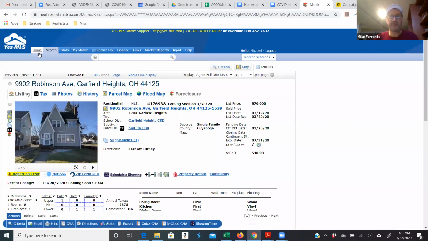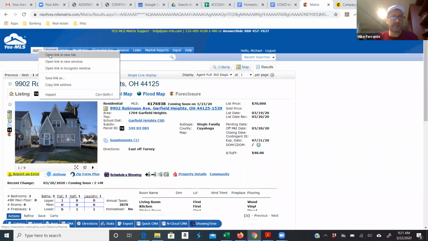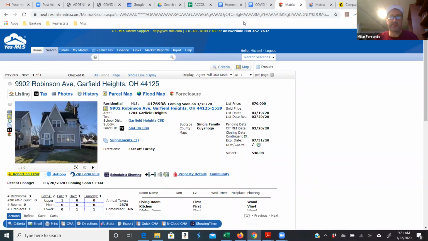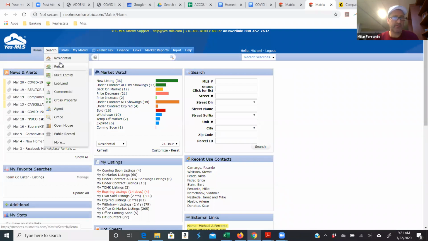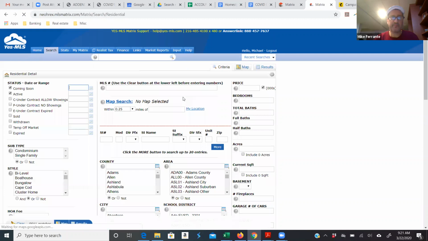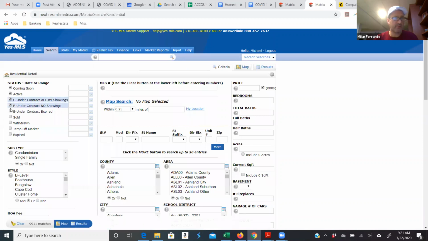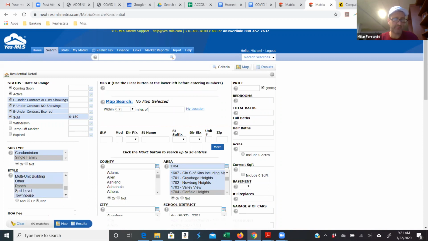So what we want to do, typically what I'll do is I'll right click on the home tab, open a new window of MLS, and then we'll start searching Garfield. So residential, for now I'll do all statuses. I know Garfield 1704 because I have that one memorized. I don't want to compare to ranches. So let's eliminate the ranches.